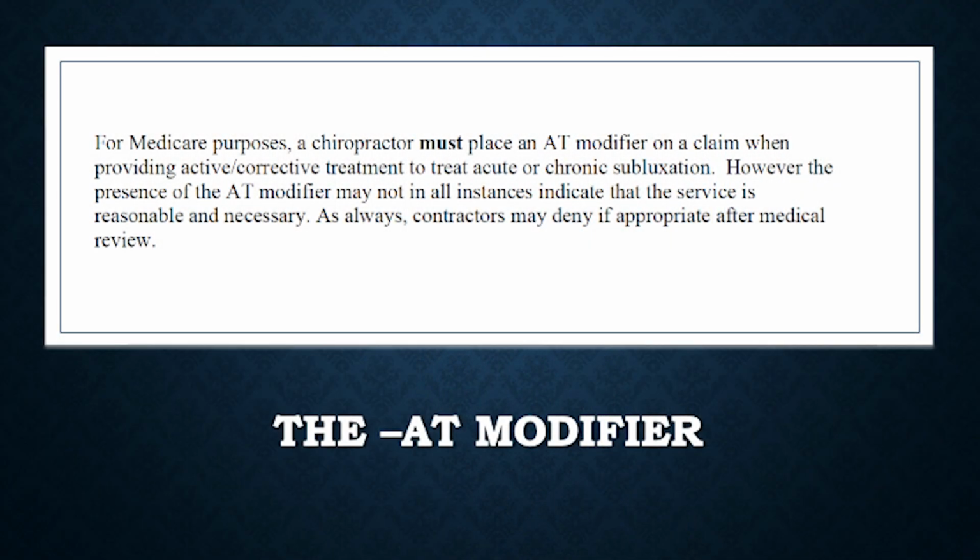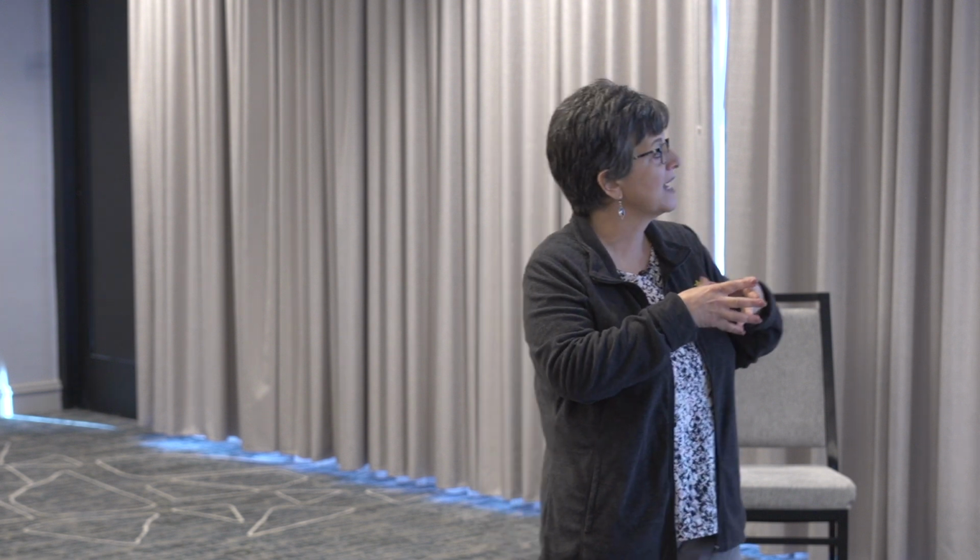So for Medicare purposes, it states, and again, I did basically screenshots of the actual LCA, so it's not my words, it's theirs: the chiropractor must, and they actually have that in bold, place an AT modifier on a claim when providing active corrective treatment to treat acute or chronic subluxation. They actually state it right there. So if you ever get pushback from Medicare saying, oh no, we don't cover chronic, you absolutely have a fight on your hands, okay? Because they do cover chronic subluxation if you document it and bill it correctly.